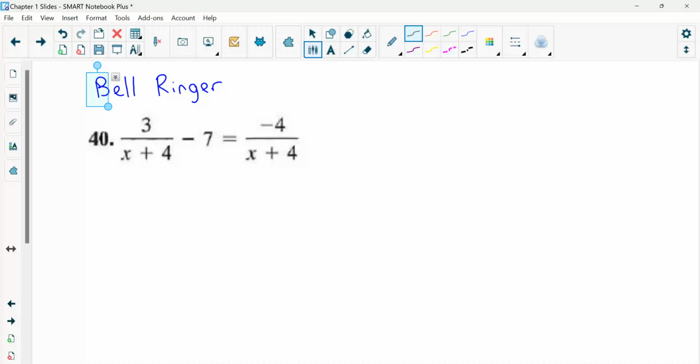All right, so remember when we're doing these problems, we've got to find our common denominator, and we're multiplying by the common denominator over 1. So what's our common denominator going to be? X plus 4.